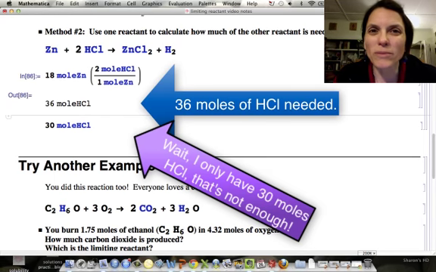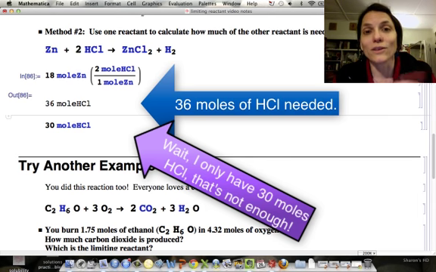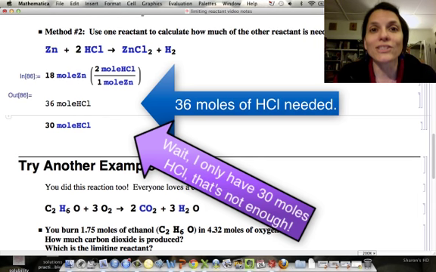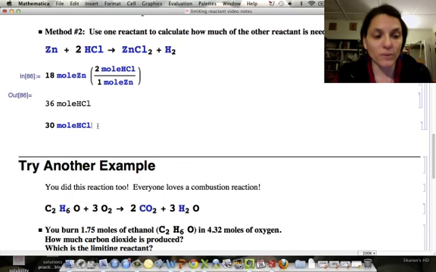Well, that's a little bit of a problem because if you notice, we only have 30 moles of HCl available in the reaction because we're starting with 18 of zinc and 30 of HCl. We need 36, so we don't have enough of the HCl. So therefore, what that means is, again, it's another way of answering the same question. HCl is our limiting reactant.